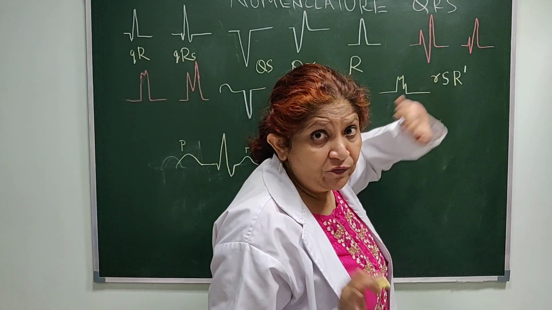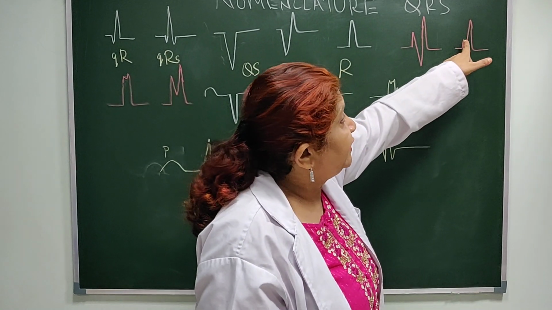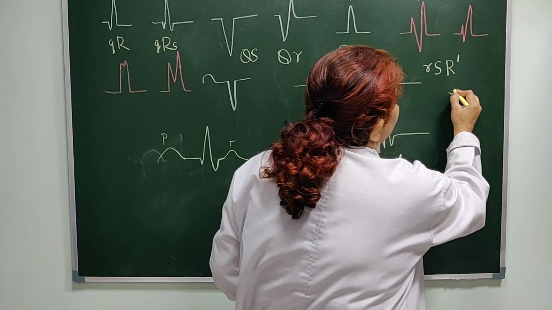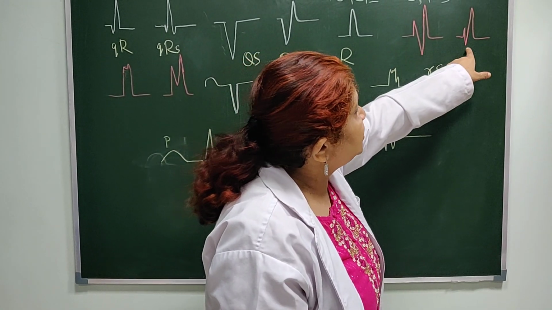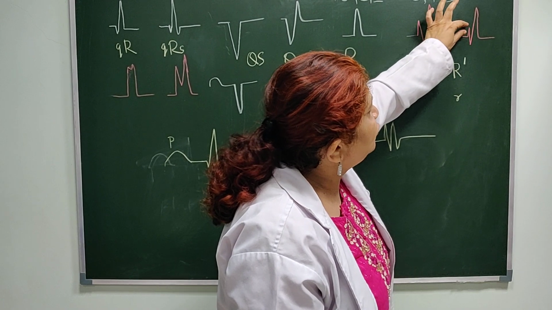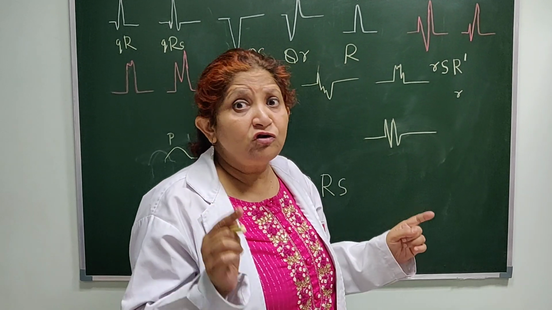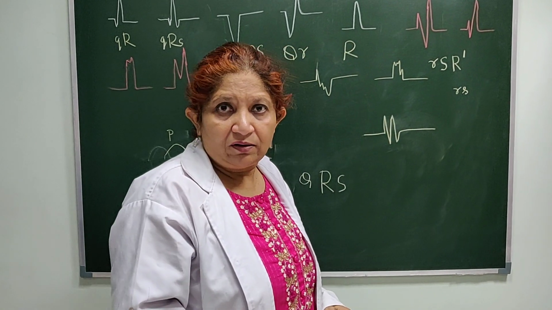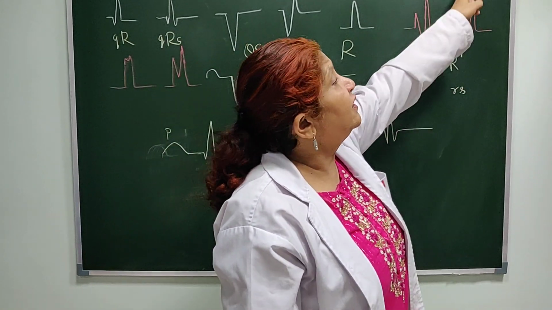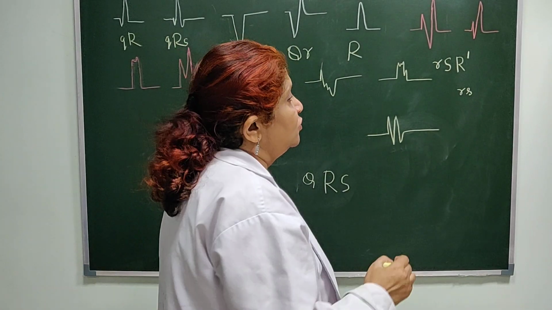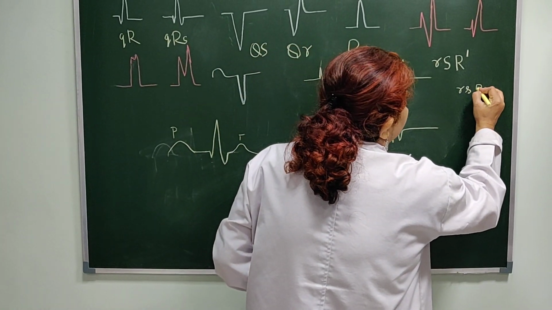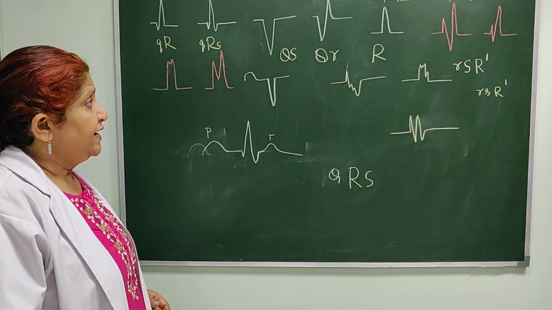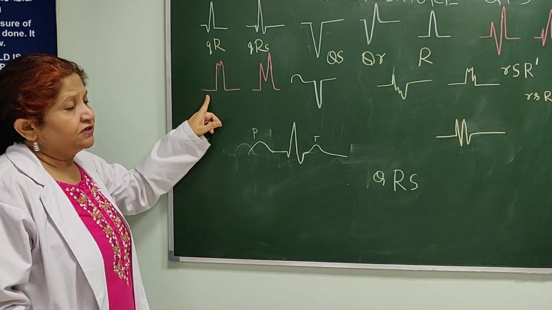Now look at this. There is no Q wave. So there is a first positive wave R which is small. So I will write small R wave. Then there is a S wave which is almost equal in length to the small R wave. So this is also small. So I will write small S wave. Okay. Then there is a bigger R which is a second R. So I will write capital R and prime. RSR prime. Alright.